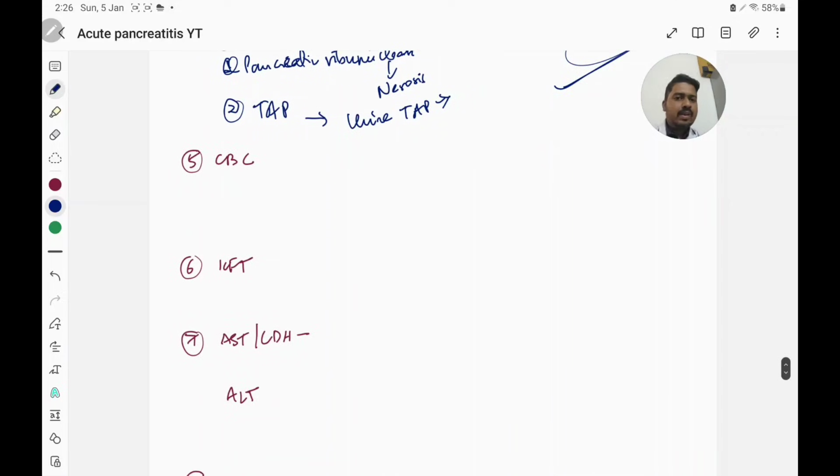Okay, next, what does CBC tell us? In CBC, there will be increased TLC levels. Okay, so increased TLC, leukocytosis, is seen in pancreatitis.